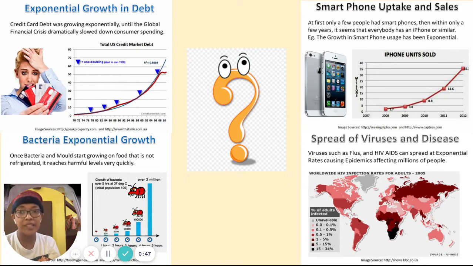So bacterial exponential growth in bacteria. So our food, pag hindi po natin nilagay sa ref, madalas pong mapanis. Kasi yung bacteria, yung pagdami niya is exponential. Okay? So hindi lang siya basta nadodoble, natitriple, or nagiging 4 times.